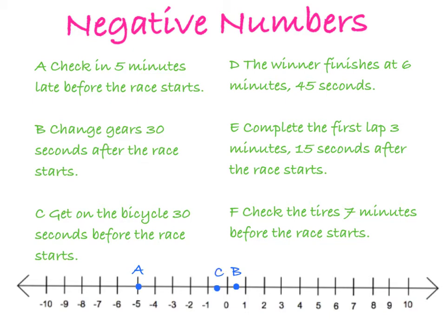Letter D reads, the winner finishes at 6 minutes 45 seconds. 6 minutes and 45 seconds is almost 7 minutes even, so letter D will be plotted here. Letter E reads, complete the first lap 3 minutes 15 seconds after the race starts. After the race starts is a positive number, so 3 minutes and 15 seconds would be plotted here.